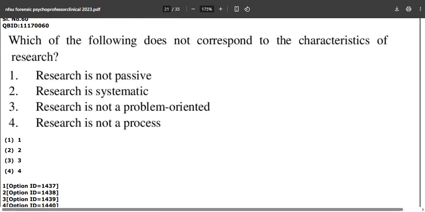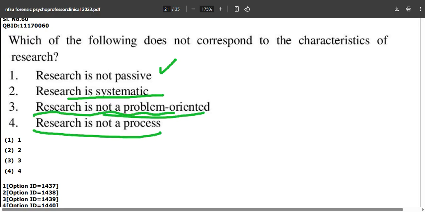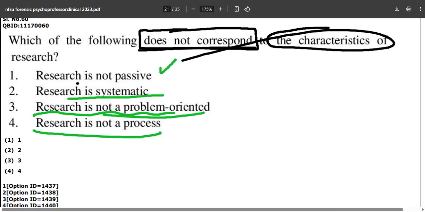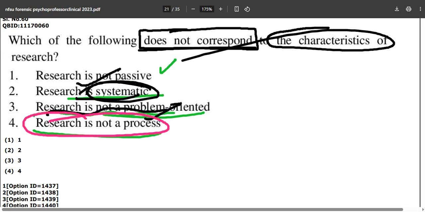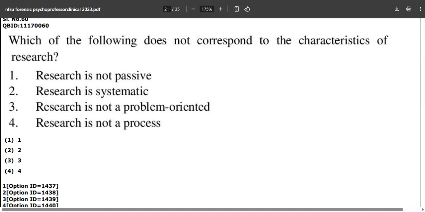Which of the following does not correspond to the characteristics of research? Research is not passive. Research is systematic. Research is not problem oriented. Research is not a process. And what the question is asking, it is asking you does not correspond to the characteristics of research. Okay, so what are the characteristics of research? Research is not passive. Systematic obviously, problem oriented obviously. So research is not a process is the correct answer over here, option number 4.